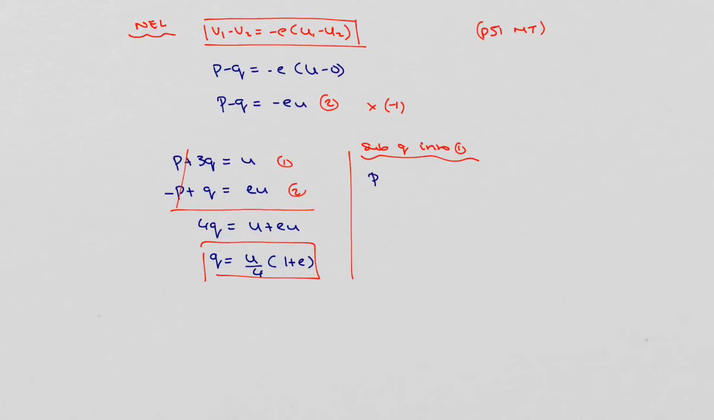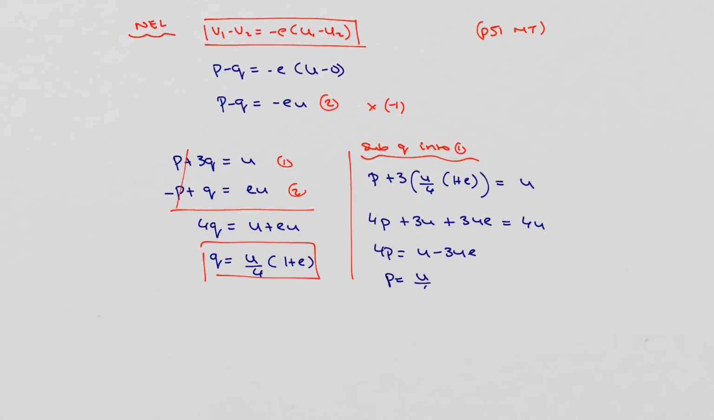So I have p plus 3 times q is equal to u. So if I multiply out my brackets there, I get 4p plus 3u plus 3ue is equal to 4u. I'm looking for p on its own, so that's 4p is equal to u minus 3ue, and p then, if I take out u as being common, is u over 4 times 1 minus 3e.